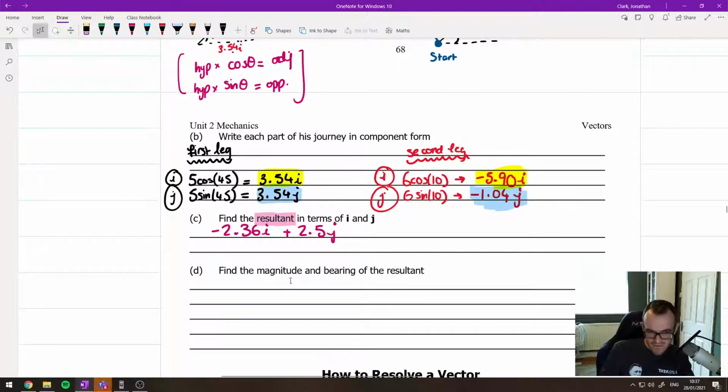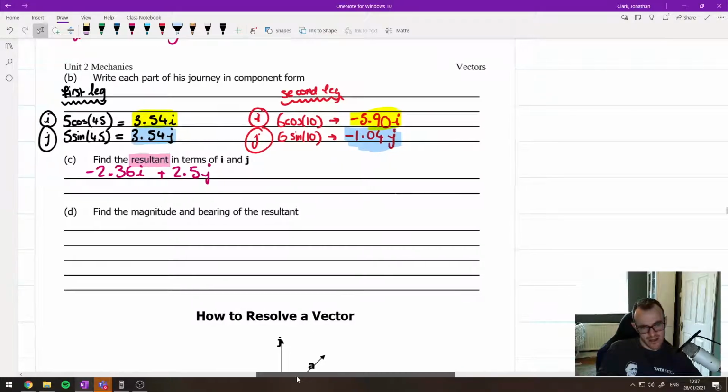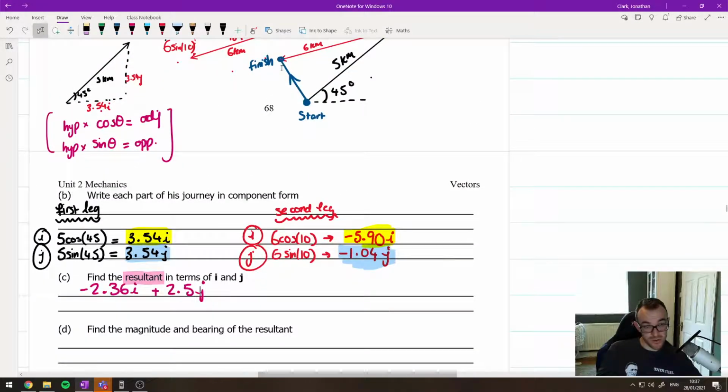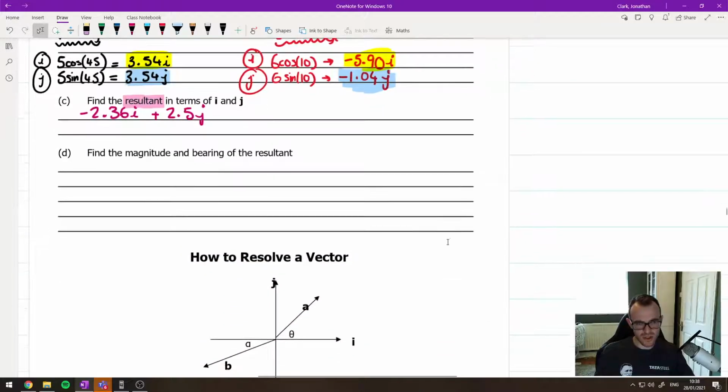And finally, finding the magnitude and bearing of the resultant. This is like going back. We've got our components and we're changing it back into magnitude and direction format. So this is like what we did in the earlier exercise in 3C, I think it was. With this one, we're going to look at, again, our start position and our finish position, and we're going to make a triangle out of this. Let's just zoom in here.